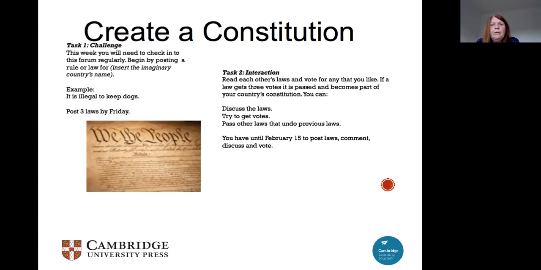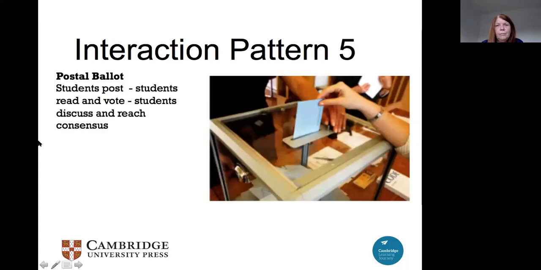If a law gets 3 votes, it's passed and becomes part of your country's constitution. You can discuss the laws, you can try to get votes, and you can pass other laws that undo previous laws. You see why it's quite chaotic. You have until February the 15th to post laws, comment, discuss, and vote. I call that interaction pattern 5, Postal Ballot. Students post, then read and vote, and then have to discuss and reach a consensus on the laws for their country.